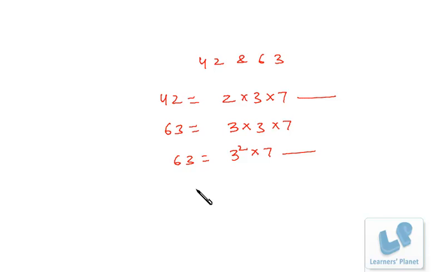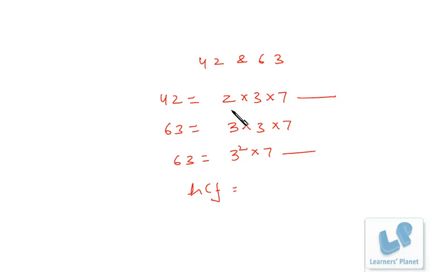So to find out the HCF, that is the highest common factor, take the numbers which are common between these two and take the least power of those numbers. Now I just change the color of the pen. Wait a moment.